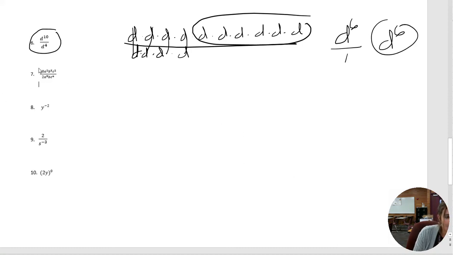Okay, on the next one, we have 10 over 2. Sorry, let me erase that. That looks a little messy there. Okay, so we have a 10 over 2.